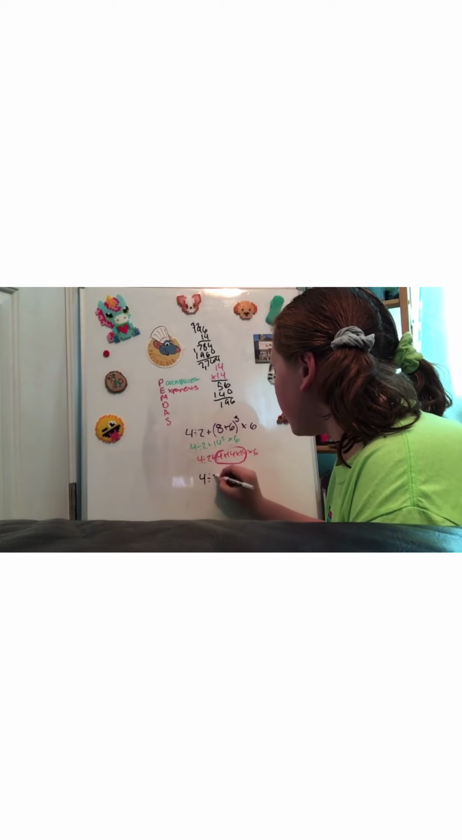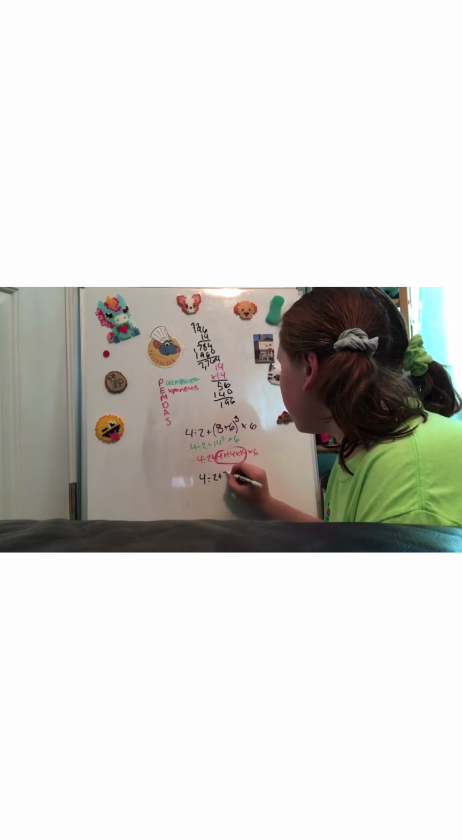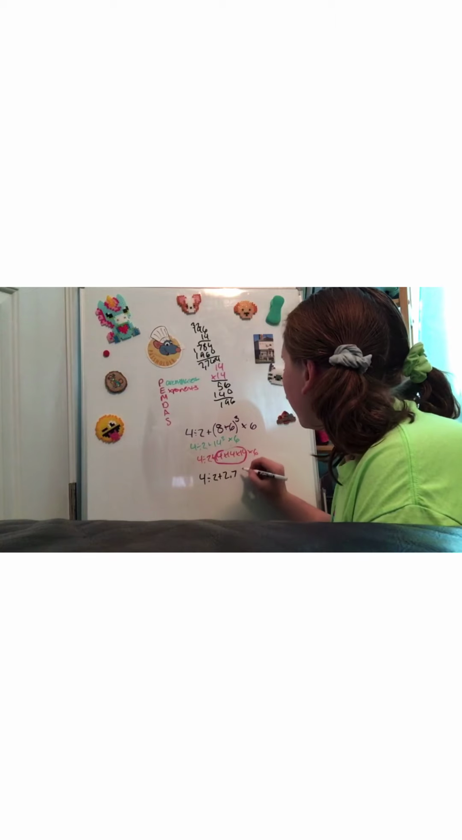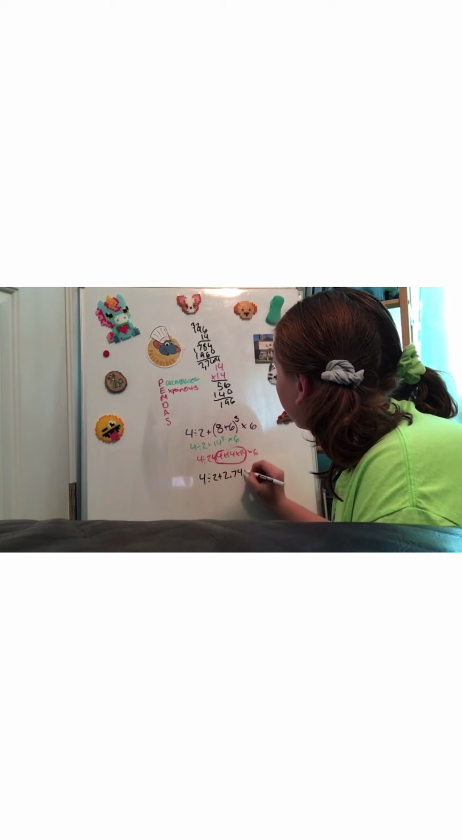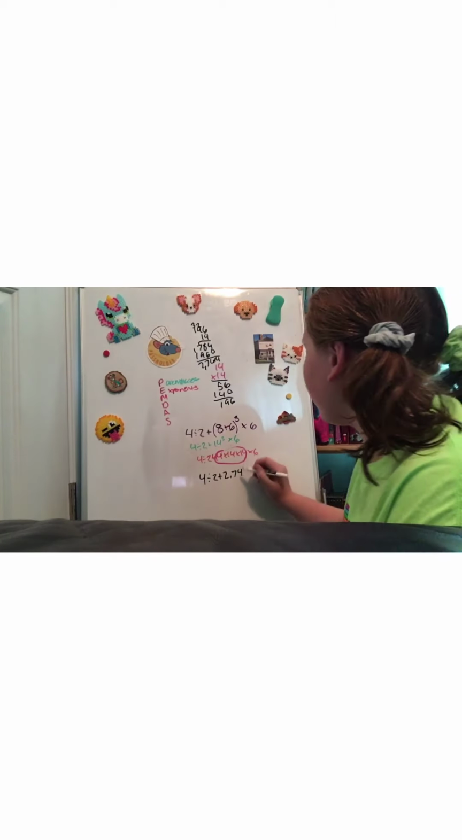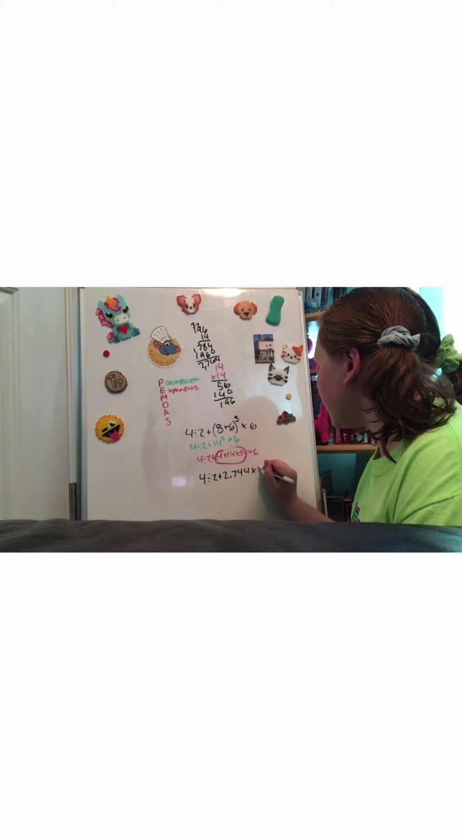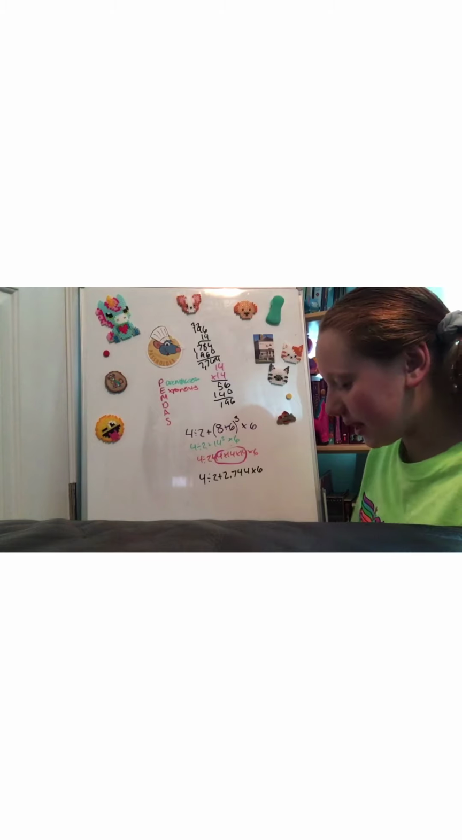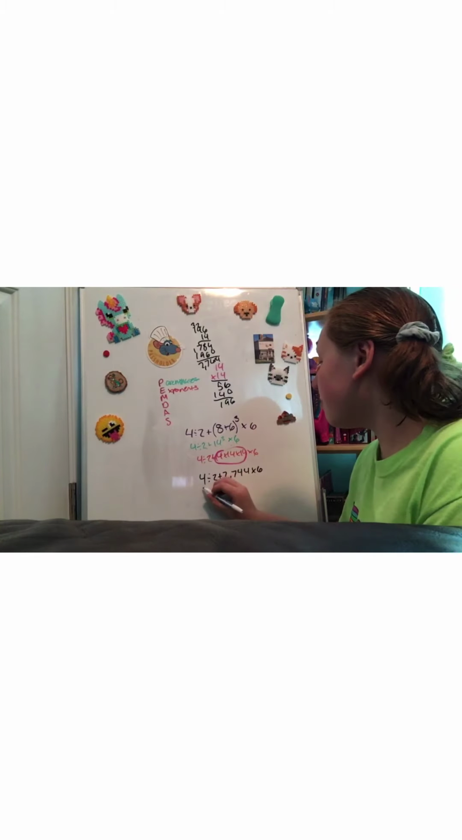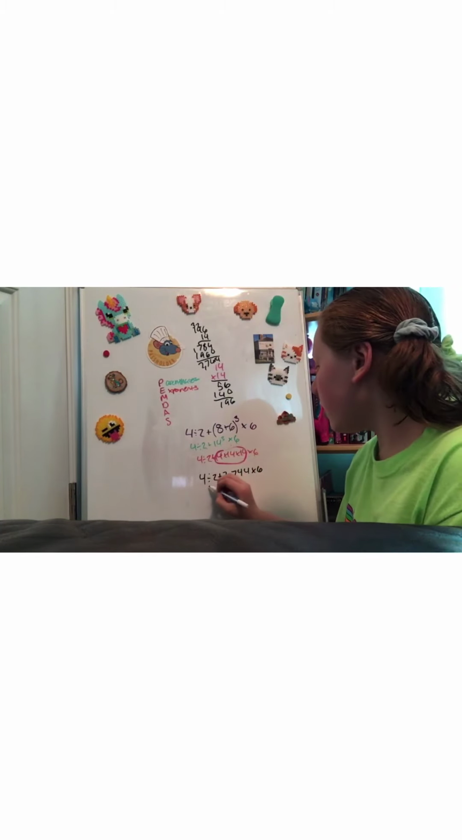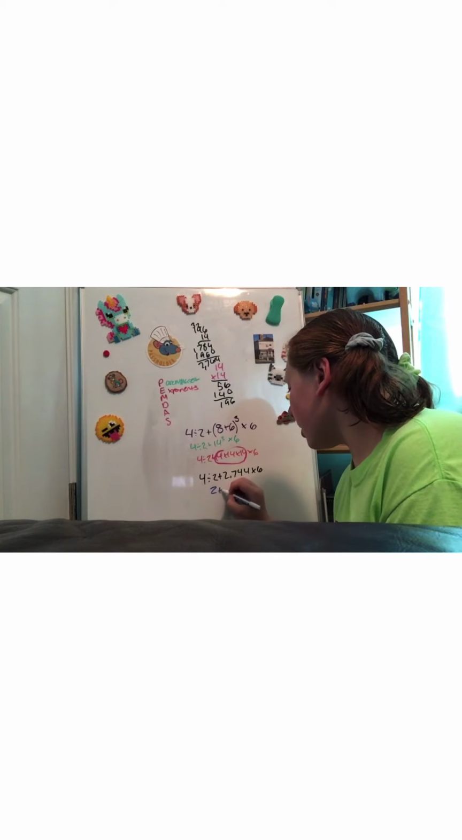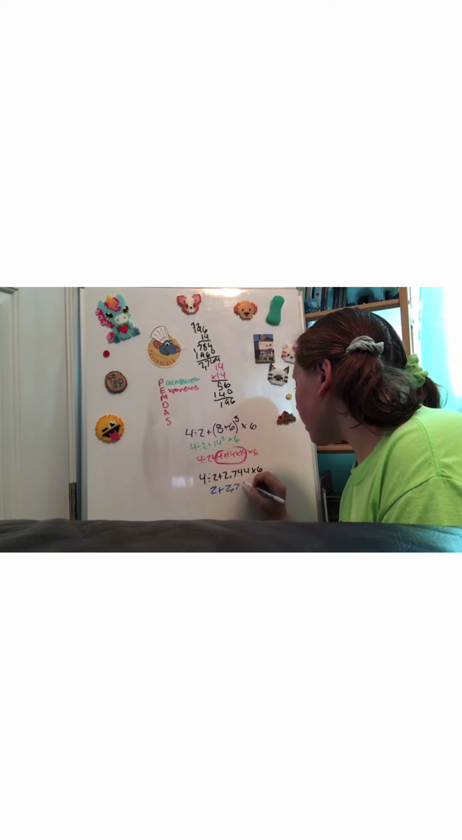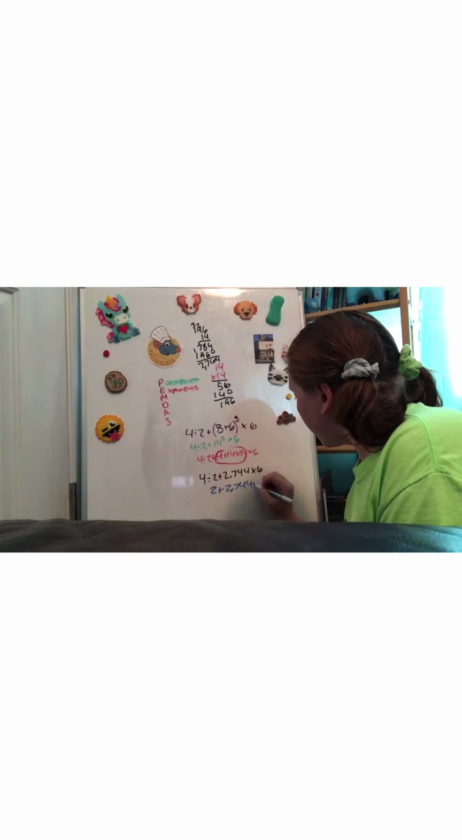4 divided by 2 plus 2,744 times 6. Like I said, this is a pretty lengthy equation. So we're going to do our division. 4 divided by 2 is 2, plus 2,744 times 6.